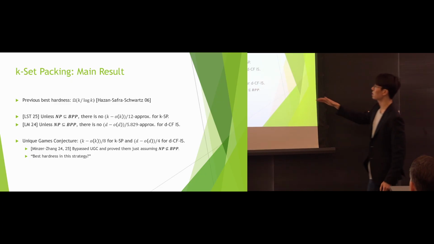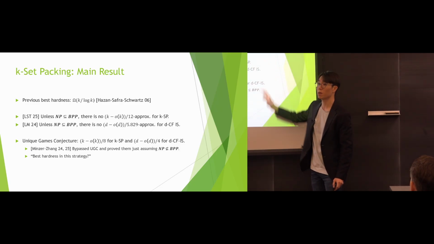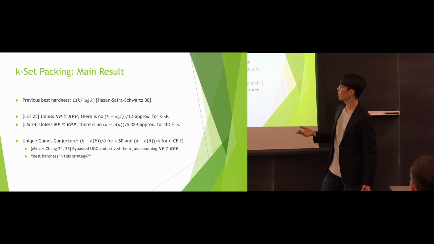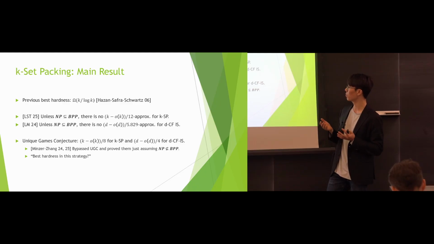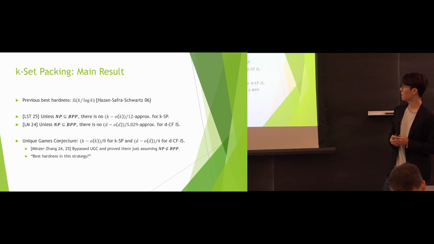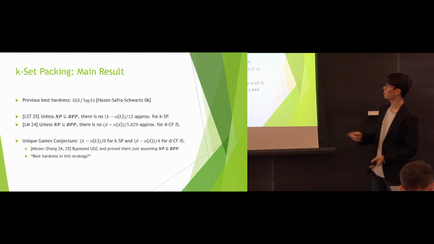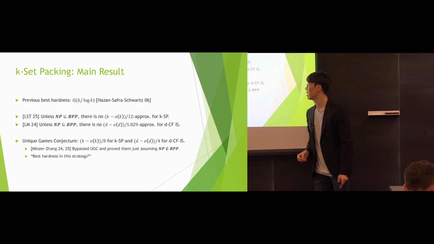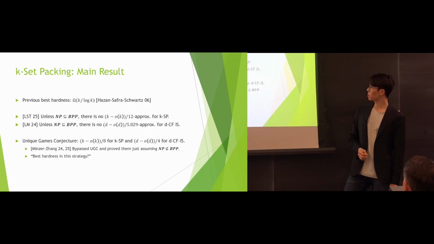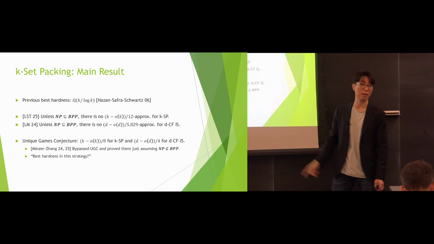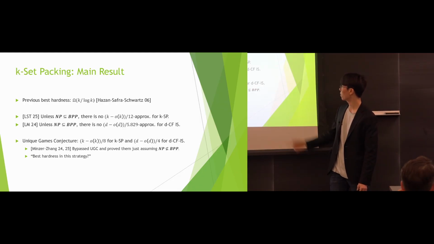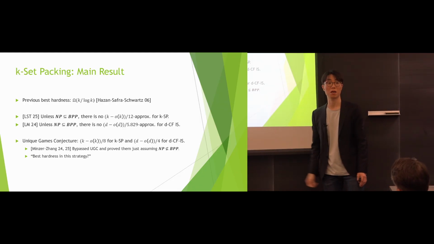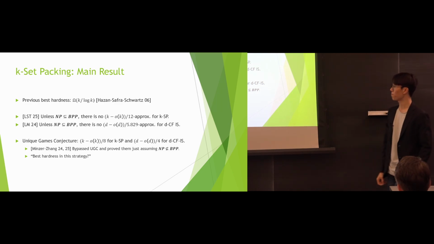But the same approach can be strengthened if you assume some stronger complexity hypothesis, for example the unique games conjecture. If you assume the unique games conjecture, then we would have got k over 8 for k-set packing, and d over 4 for d-claw-free independent set. Of course, the unique games conjecture has not been proved, but there's a very nice work of Minzer and Zhang, basically bypassing the unique games conjecture and proving these hardness numbers, k over 8 for k-set packing and d over 4 for independent set, again under the same assumption that NP is not contained in polynomial time.